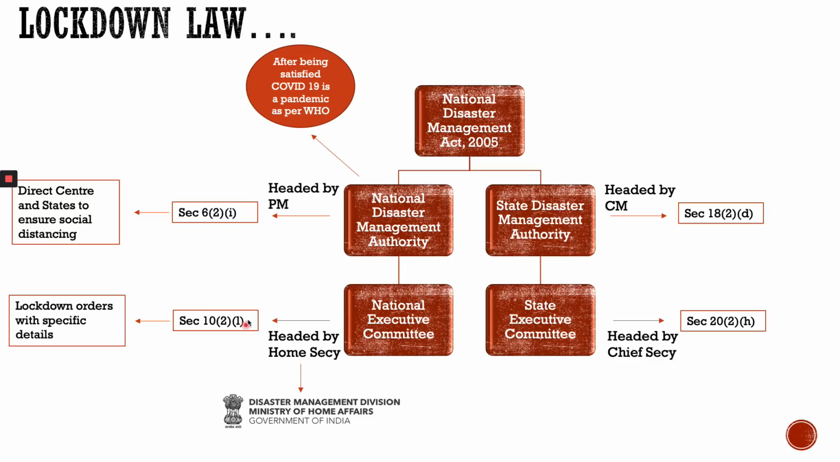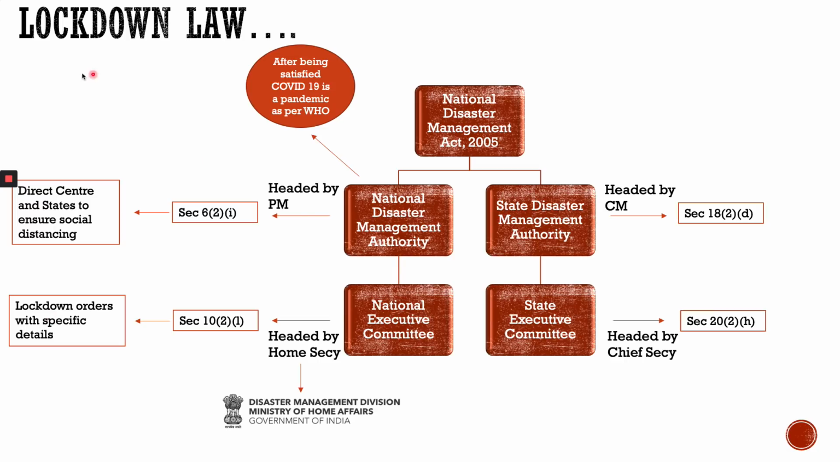And he has powers under Section 10, Clause 2, Clause L to give specific orders to implement the directions that the National Disaster Management Authority wants to give. So the broad directions come from NDMA and specific directions, which are lockdown orders, come from the Home Secretary. Which is why, if you go through the MHA order, the order is actually signed by the Home Secretary under powers of Section 10, Clause 2, Clause L. And this lockdown includes a series of restrictions, such as travel restrictions, restrictions on movement, restrictions on commercial operations, restrictions to stop all educational institutions, and so on and so forth.